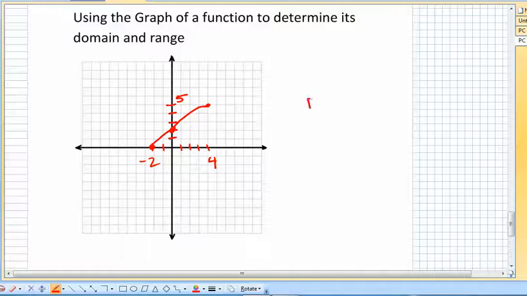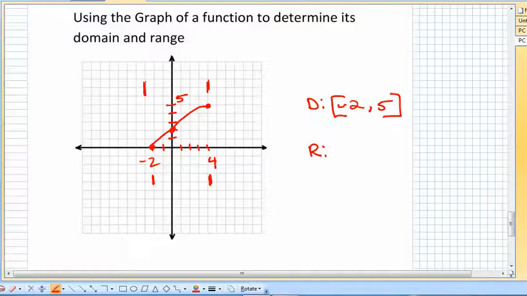Well, domain, remember, is the x values. So I'm looking side to side. Well, I notice it starts at negative 2 and it ends at 5, right? That's the horizontal part of the graph. So to represent that it starts at negative 2 and ends at 5, I'm just going to put negative 2 comma 5. And remember the interval notation. If it includes negative 2, I put a bracket. And if it includes 5, I put a bracket. Notice both circles are filled in, so it includes those two numbers.